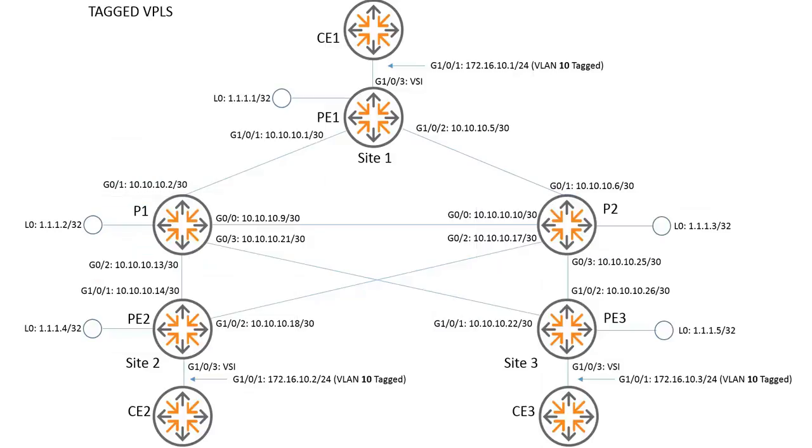Now for the second scenario, allowing traffic that is tagged to pass. For this I only have to make a minor change to the service instance. I have to set the encapsulation type to tagged. Of course this has to be done on all the label edge routers.